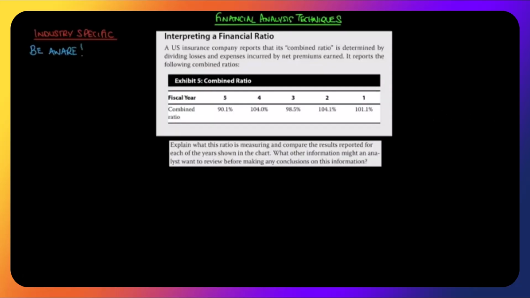What I'm going to do is just bring up one from earlier, and this is basically what the LOS needs you to know. But I'm bringing up one of the very early examples because I think it's a good example of this. It says, a US insurance company reports its combined ratio. So you scan through your head. Did we see that in activity? No. Did we see it in solvency? No. Liquidity? No. Profitability? No, we did not. We've never met it. It is an industry-specific ratio. It's used in insurance. It's determined by dividing losses and expenses incurred by net premiums earned.